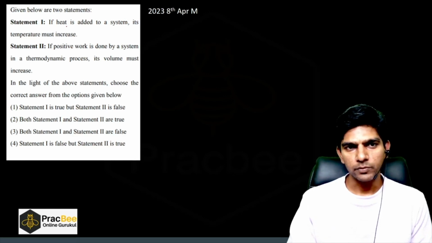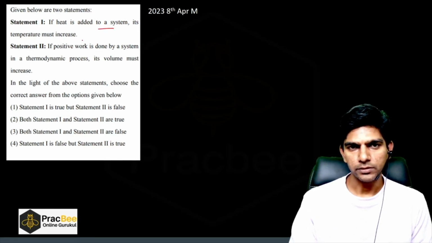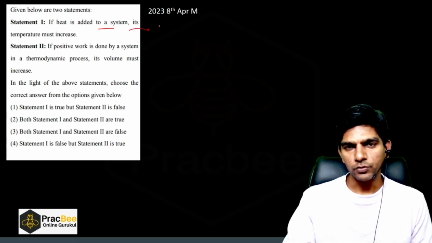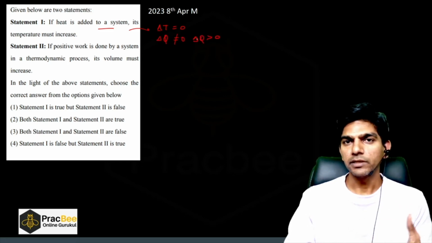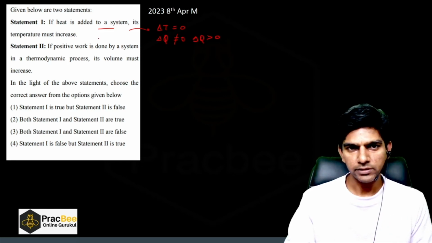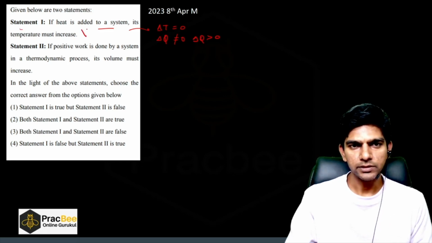Given below are 2 statements. Statement 1, if heat is added to the system, its temperature must increase. Okay. So we know that in isothermal process, delta T is 0, but delta Q can be non-zero. So we can supply heat energy and delta Q can be positive, but still there is no change in the temperature. There is no increase in the temperature. So statement 1 is incorrect.